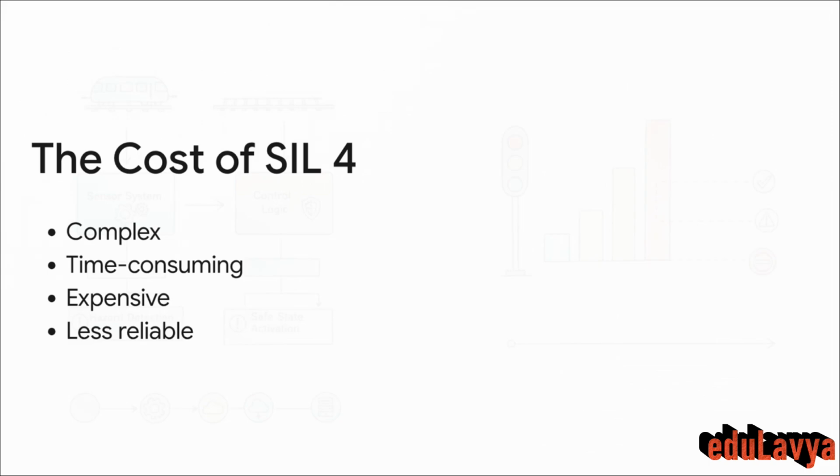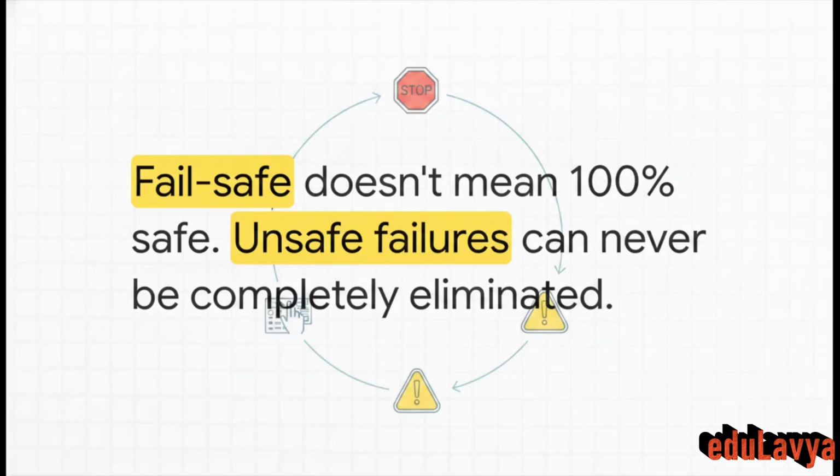Designing systems to meet SIL 4 is incredibly complex, extremely time-consuming, and massively expensive. But more importantly, enforcing that level of rigorous fail-safe architecture everywhere can actually result in a system that breaks down more often. Highly sensitive SIL 4 systems are designed to shut down safely at the very first sign of any anomaly. So, if everything is SIL 4, your railway will constantly be shutting down, which completely tanks your overall operational reliability. Furthermore, we have to remember that fail-safe does not mean 100% safe.